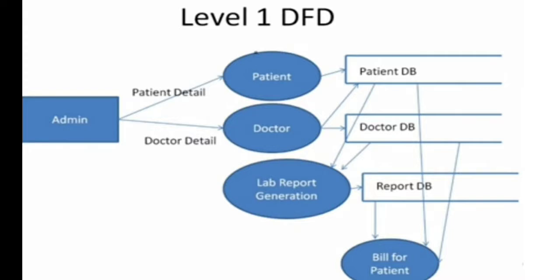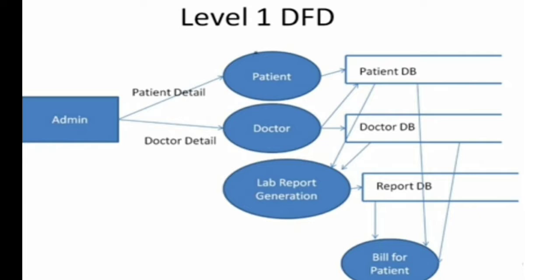So in the process patient, it contains the patient DB. It stores the database of a patient. If you remember this symbol over there, outside the patient DB, you can see the rectangle which is not fully closed. So this is a data store, which is a data storage. Even here, in the second line, you can see doctor DB, which means this doctor process contains the database of a doctor, and the lab report generation stores the report database.